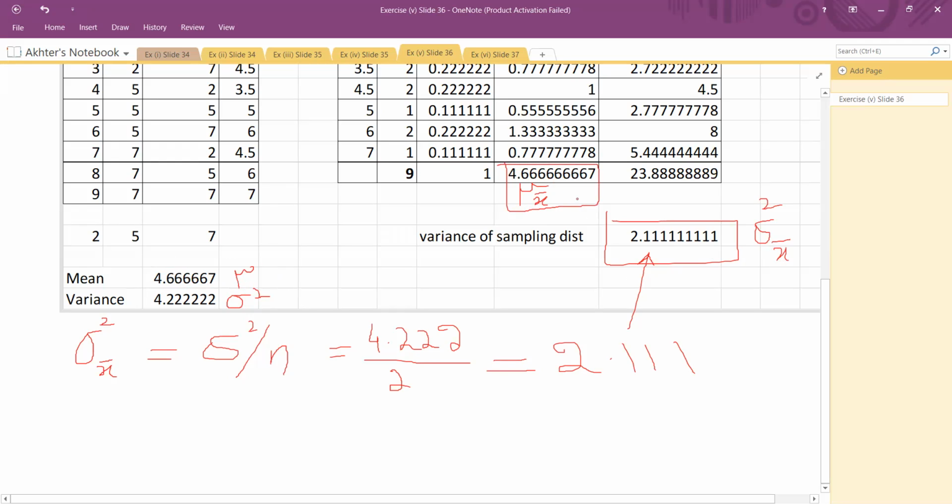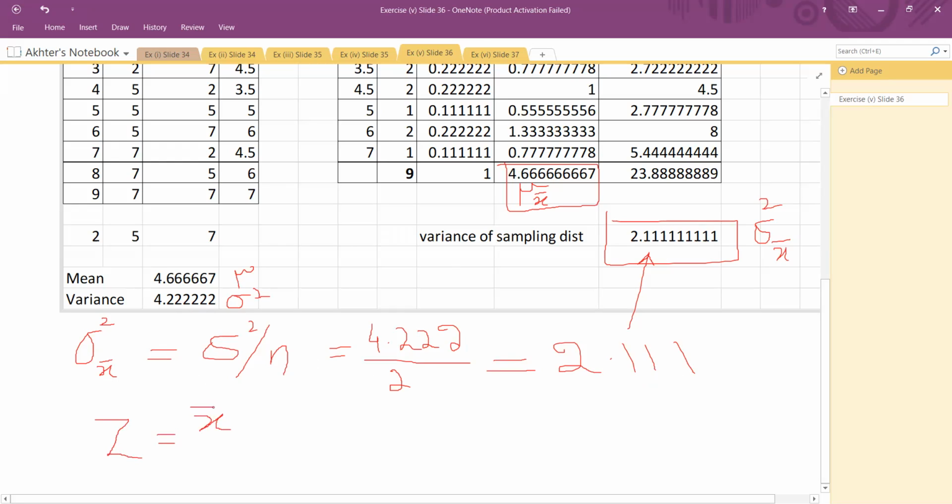It is verified here. The second theorem is what? In case of with replacement, the variance of the sampling distribution of mean, which is 2.11, is equal to the variance of population, which is 4.22, divided by n. You can see that it is again 2.11. We can construct a z. It is not needed in my exercise, but you can construct z for the sampling distribution of mean.